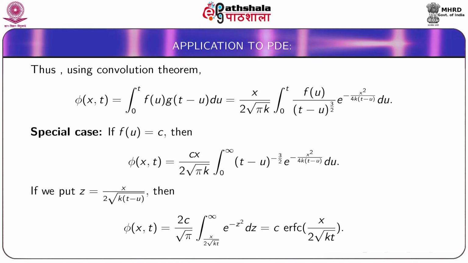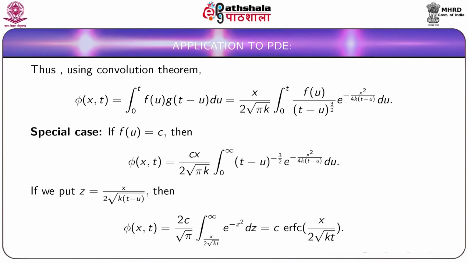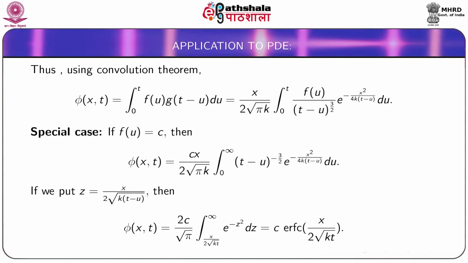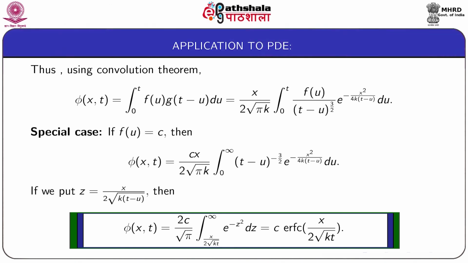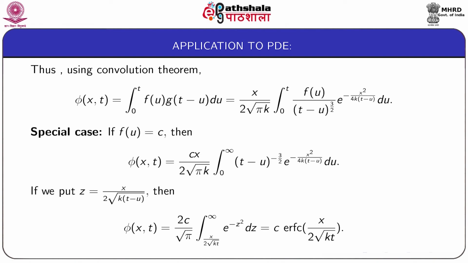If we substitute x by 2 root over kt minus u equal to z, then we obtain phi(x,t) as 2c by root pi integral from x by 2 root kt to infinity e to the power minus z square dz, and this can be expressed in terms of the complementary error function, so that phi(x,t) is equal to c times erfc(x by 2 root kt), and this is the solution of the given initial value problem when f(u) is a constant c.